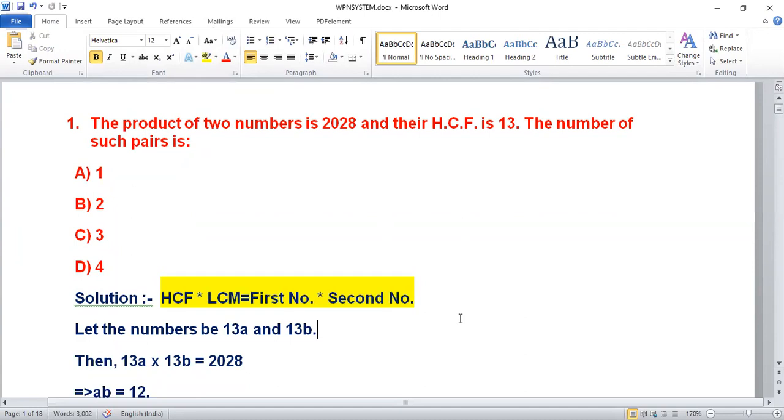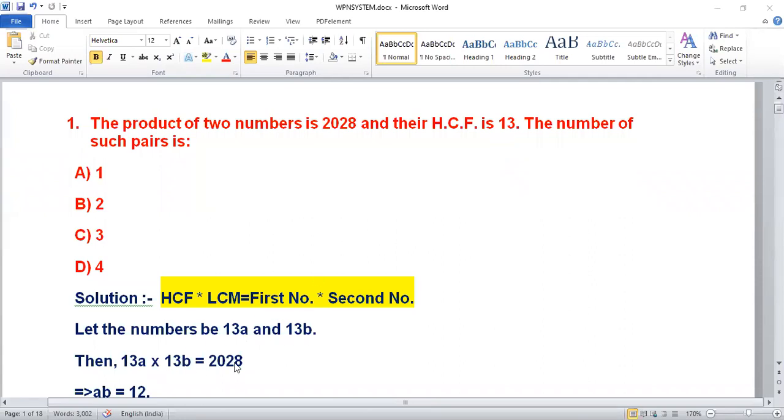So we are doing question number 1: the product of two numbers is 2028 and their HCF is 13. Find the number of such pairs. So let the numbers be 13a and 13b. Why have we taken 13a and 13b? Because in the question it has been given that HCF is 13. HCF means highest common factor, so this number 13 will be common to both numbers. So let the numbers be 13a and 13b.